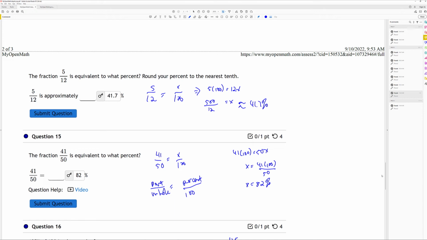Five twelfths is equivalent to what percent? Round your percent to the nearest tenth. All right, so I set up a proportion there. 5 is to 12 as x is to 100 to find the percent. I can cross multiply and divide. So x is equal to approximately 41.7%. Number 15, write that as a fraction. I set up my proportion. I can cross multiply and divide. And I end up with x is equal to 82%. And that's number 15.